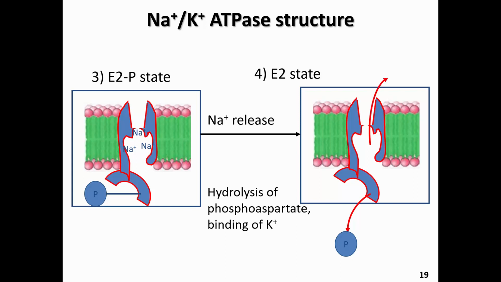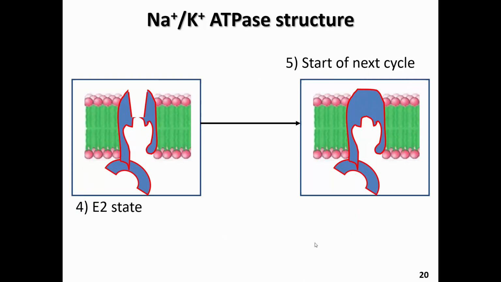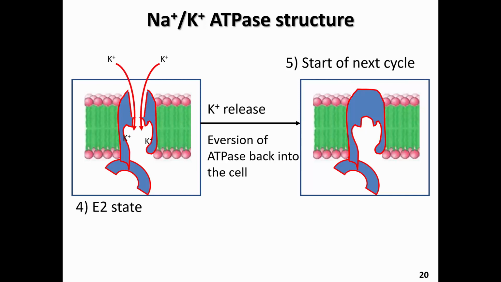And so what we see here on the right-hand side is the 3 sodium ions released into the extracellular medium, while the bound phosphate group on the catalytic portion of the enzyme is released back into the cytosolic medium. At this point, the release of sodium will allow potassium to bind to the actual protein itself, as you can see illustrated on the left-hand side here in the E2 state.